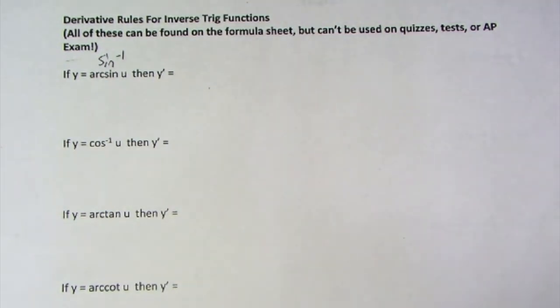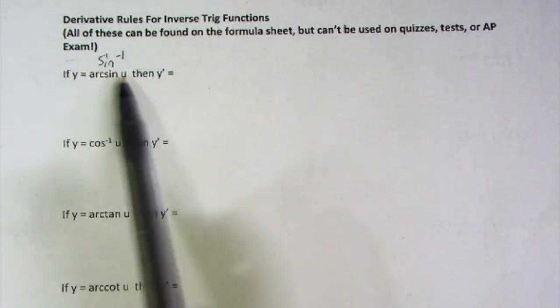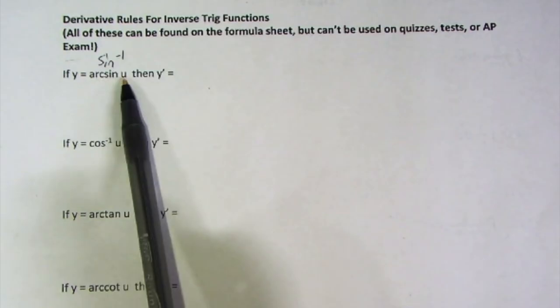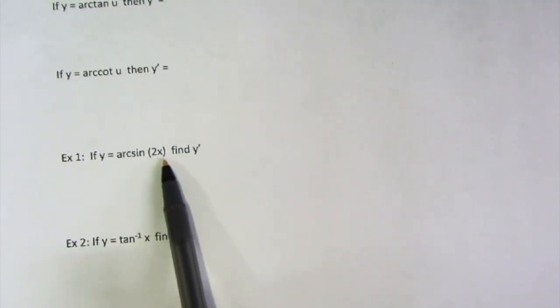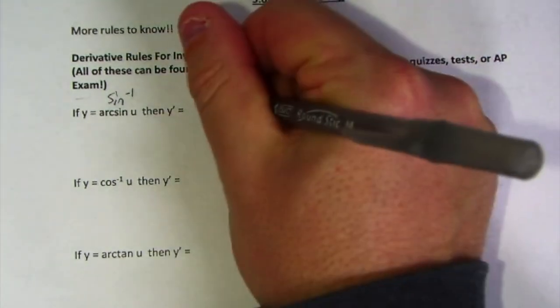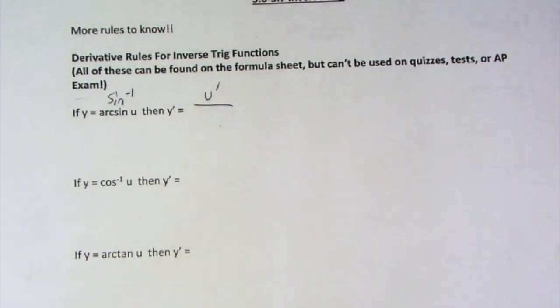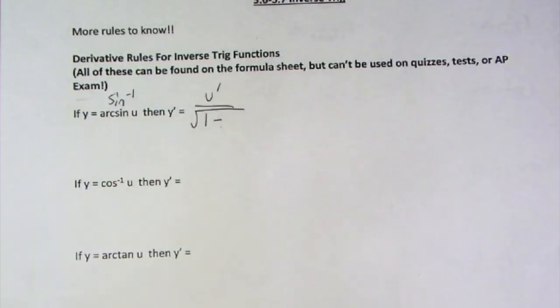So here are our rules. I'm going to put the rules here and then give you a couple examples of how they get used. If I want to take the derivative of sine inverse of u, or arc sine of u, remember u is a function of x. For example, u could be 2x. We kind of did that with natural logs. Here's our rule: the derivative of sine inverse is the derivative of the inside, so u prime, over the square root of 1 minus whatever the inside function is squared.